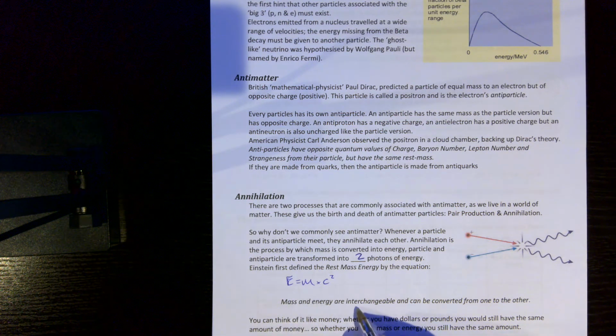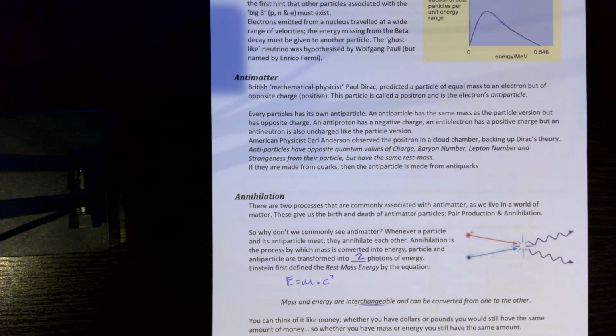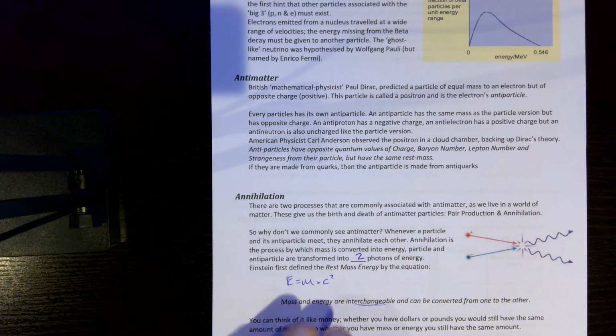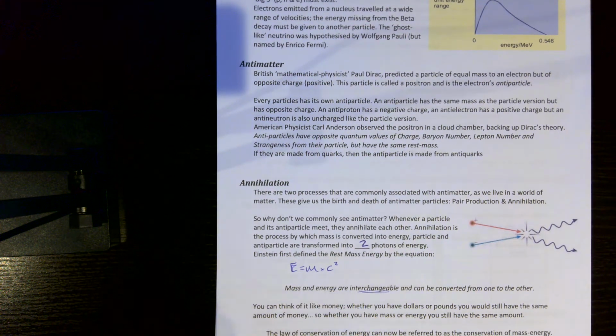They are, crucially, two sides of the same coin. So really, when we talk about particles, we shouldn't talk about their mass and what energy they have. We actually need to talk about their mass energy. It's the same thing. So mass can be converted into energy, and energy can be converted into mass. Very easy to do using E equals mc squared.